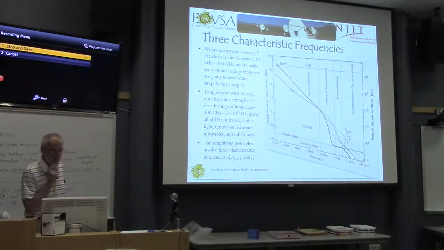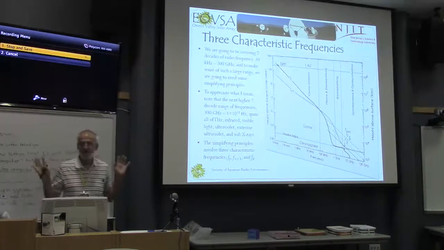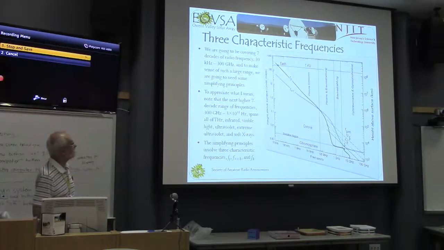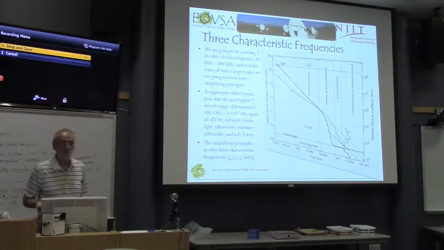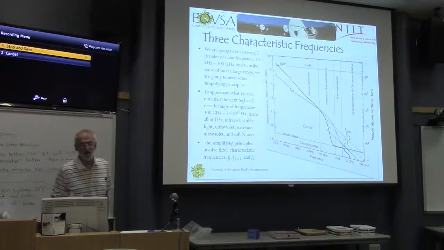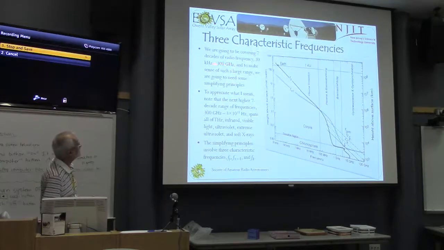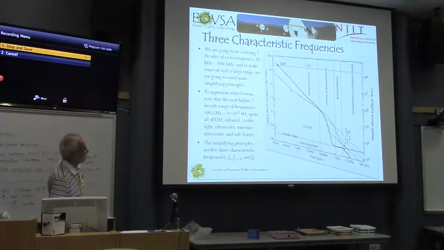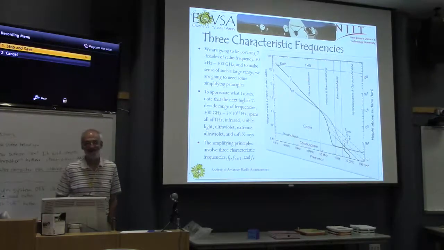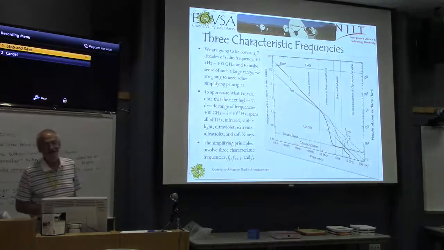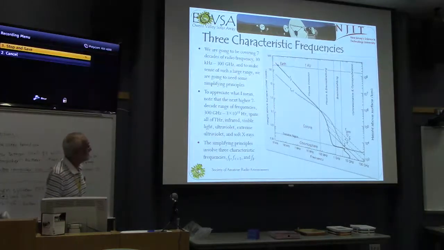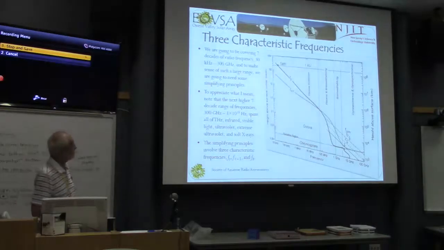So let me talk about, in order to organize this 7 decades of frequency, I want to talk about these 3 characteristic frequencies. Most of you are probably well aware of at least 2 of them. So again, we're going to be covering from 30 kilohertz to 300 gigahertz, roughly. And we're going to need a simplifying principle. And this diagram is supposed to be that, but many of you will say that doesn't look very simple. But we'll see this many, many times during the talk, so hopefully it'll become a little bit familiar by the end.